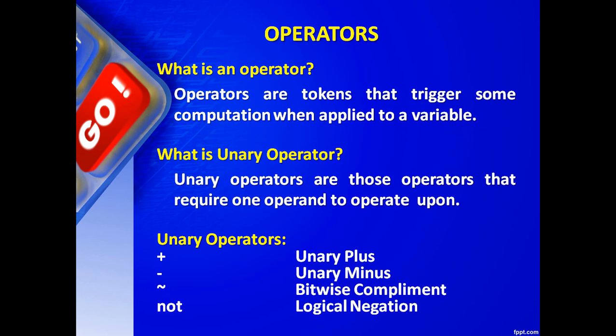So, introduction. What is an operator? Operators are tokens that trigger some computation when applied to a variable. So operator is an action which will be performed whenever you use them in a program, right? So what is a unary operator? Unary operators are those operators that act upon a single operand, right? Say unary plus, unary minus, bitwise complement, logical negation, these are all various types of unary operators, right?